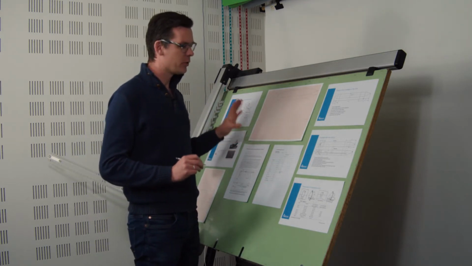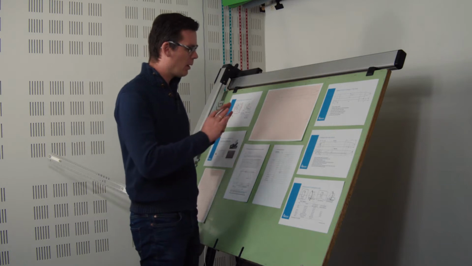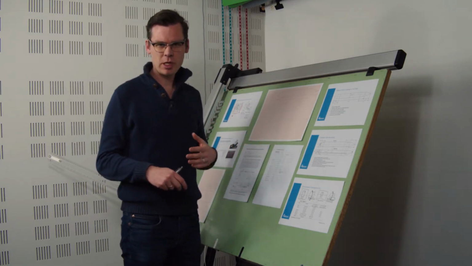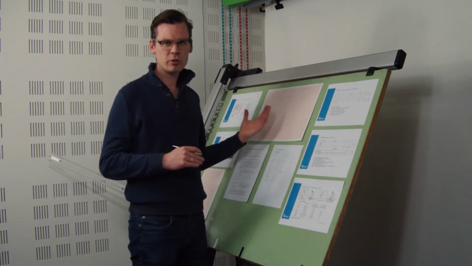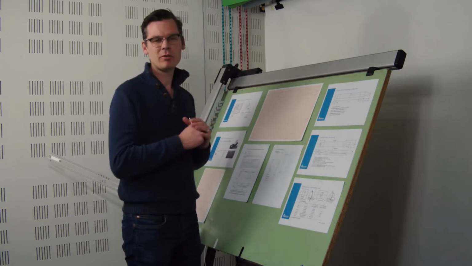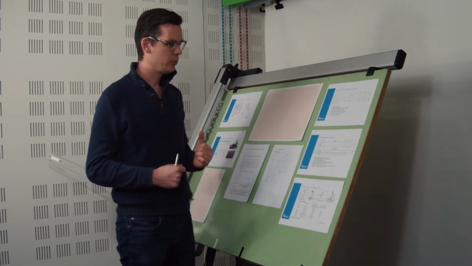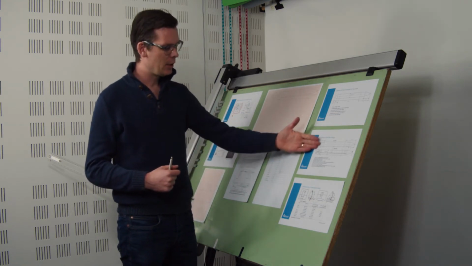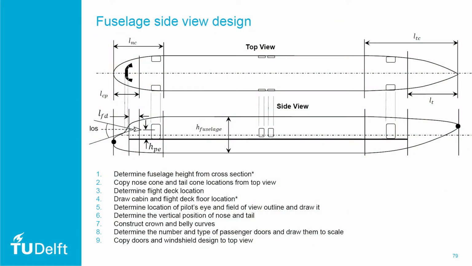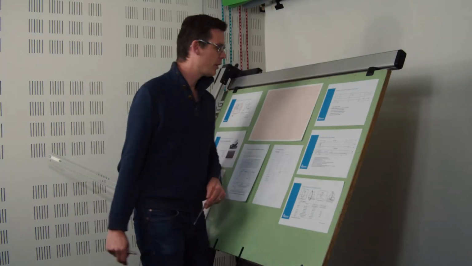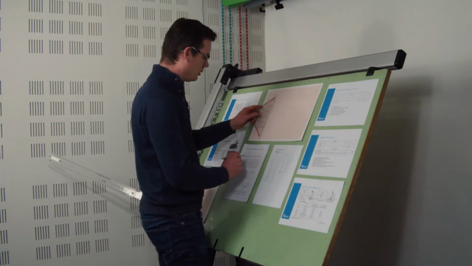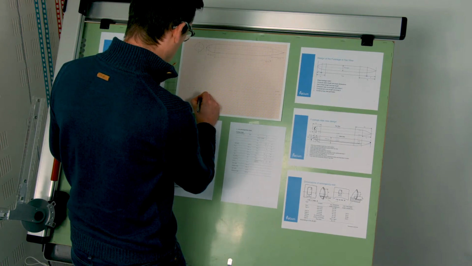So now let's turn to the design of the side view. For the design of the side view, we use a lot of the same things that we've already done for the top view. So for example, the location of where the tail cone starts, where the nose cone starts, the beginning and the end of the fuselage, we can all take from the top view drawing. That's why here on the slide you can see I've actually put them side by side or above each other. That's the first thing that I want to do. So just copying the nose, which is basically this point here.